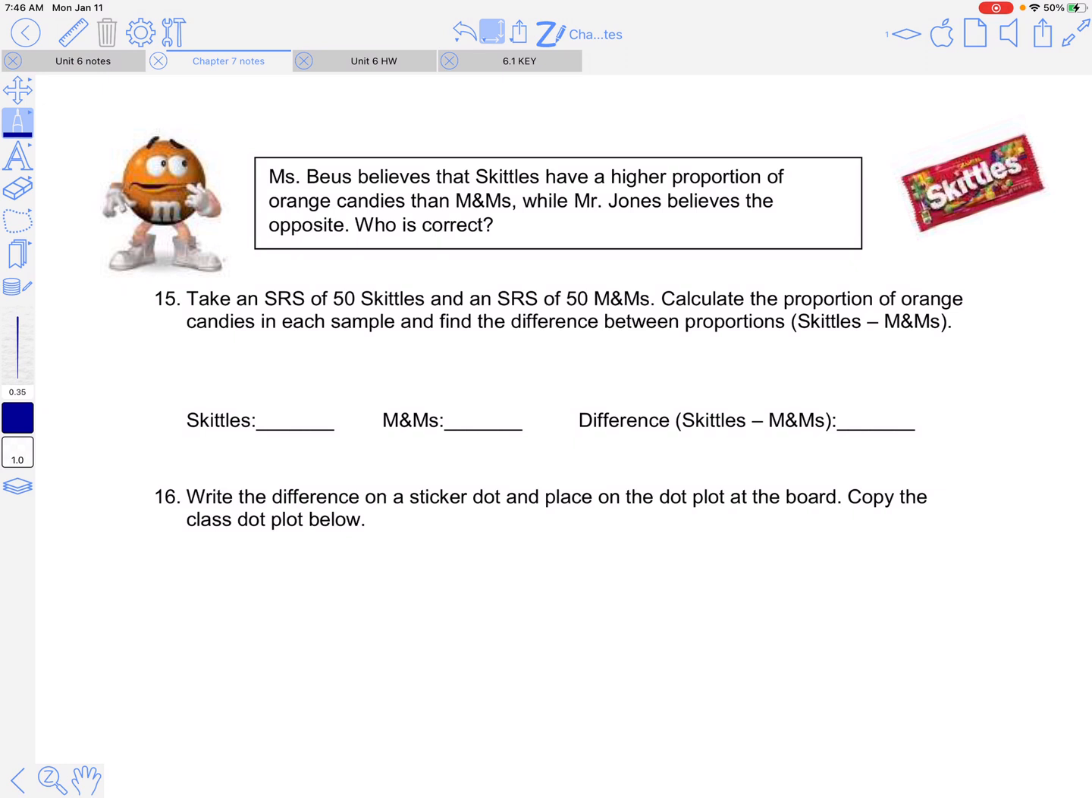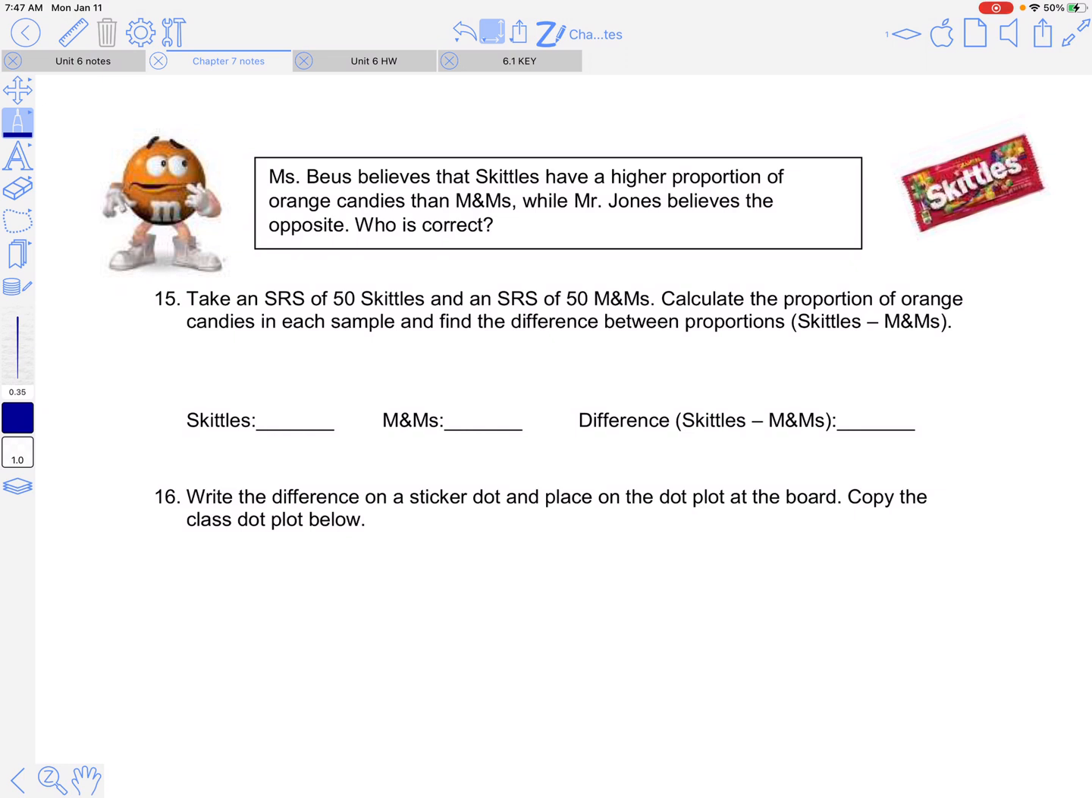But Miss Beast believes that Skittles have a higher proportion of orange candies than M&Ms, while Mr. Jones believes the opposite. Who is correct? So, in class, they will be given 50 Skittles and 50 M&Ms. They're going to have to count them. So, if you have a second, go grab a bag of Skittles and a bag of M&Ms. There should be about 50 in there, typically, and then you can count them.